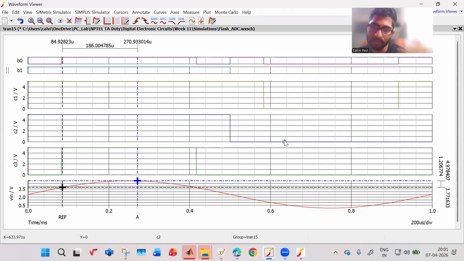Any doubts? If you want, I can even explain it again. If there are no issues, I can summarize it. Any specific queries you have?